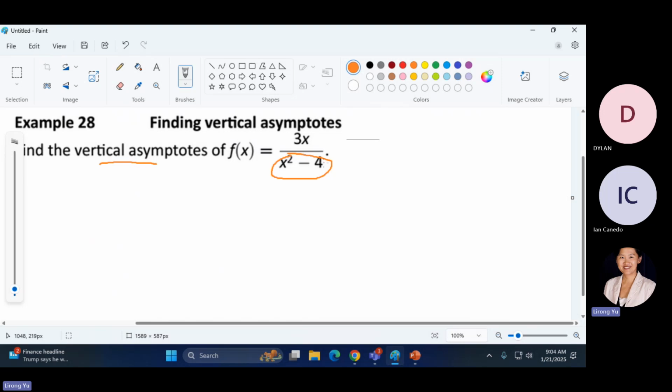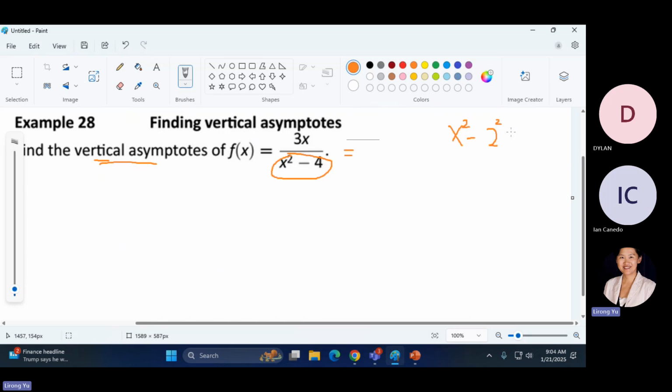Of course, you should also confirm with a limit calculation. If the limit goes to infinity, you have a vertical asymptote. If the limit is not infinity, we do not have a vertical asymptote. I'm going to try to confirm this. The denominator can be factored. This is actually x squared minus 2 squared. Try to confirm that we have a subtraction of squares here.